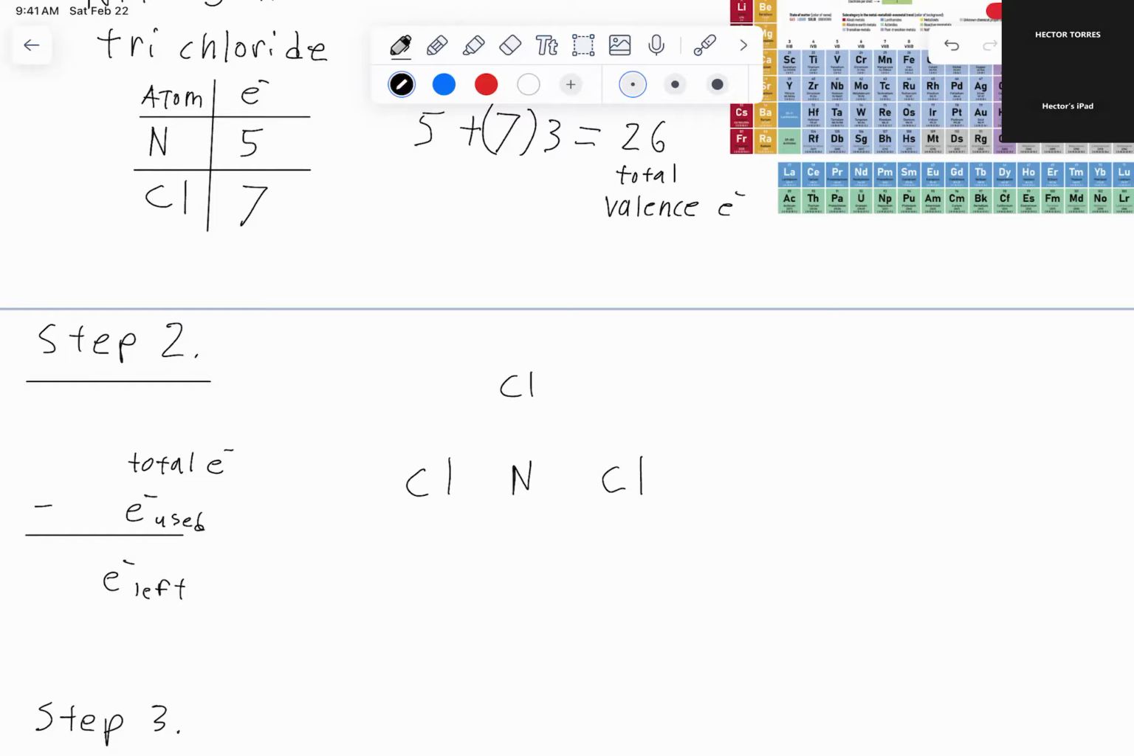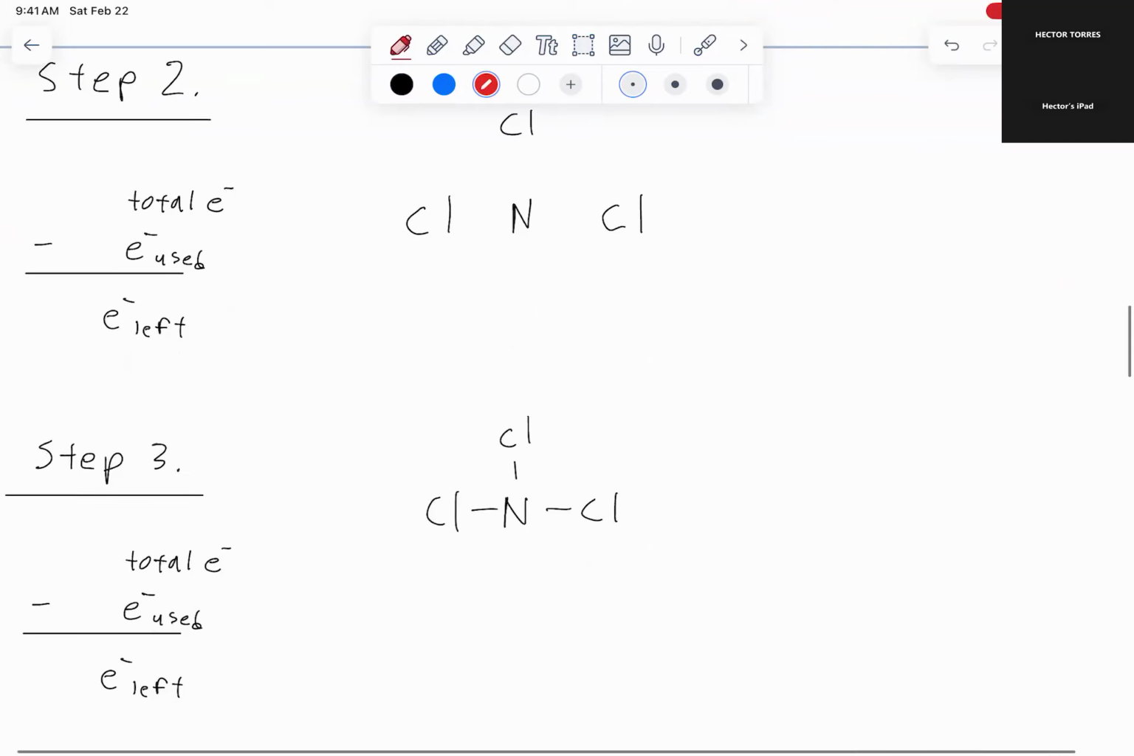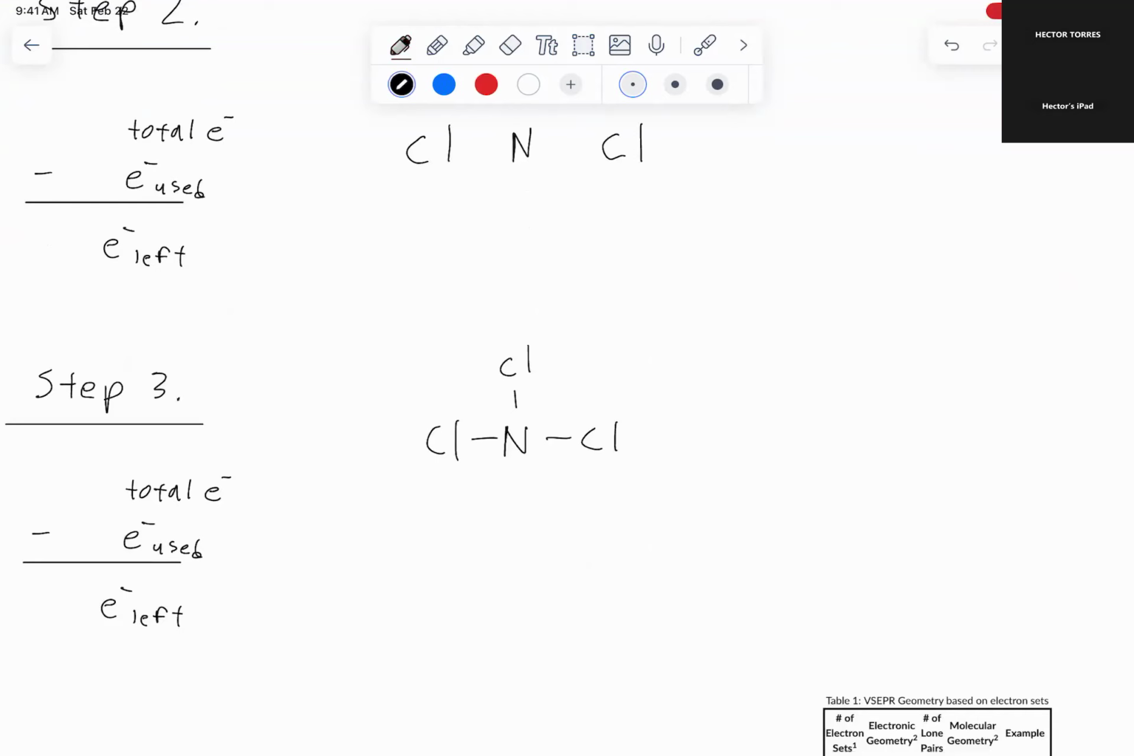Now on step 3, we are going to make bonds between each of them. So nitrogen, Cl, Cl, Cl. Okay, and I like to keep track of my electrons. So over here, I'll be looking at this total, which was 26. And then I'm going to look at how many I used in the bonds. So 6. That means that I have 20 electrons left over.